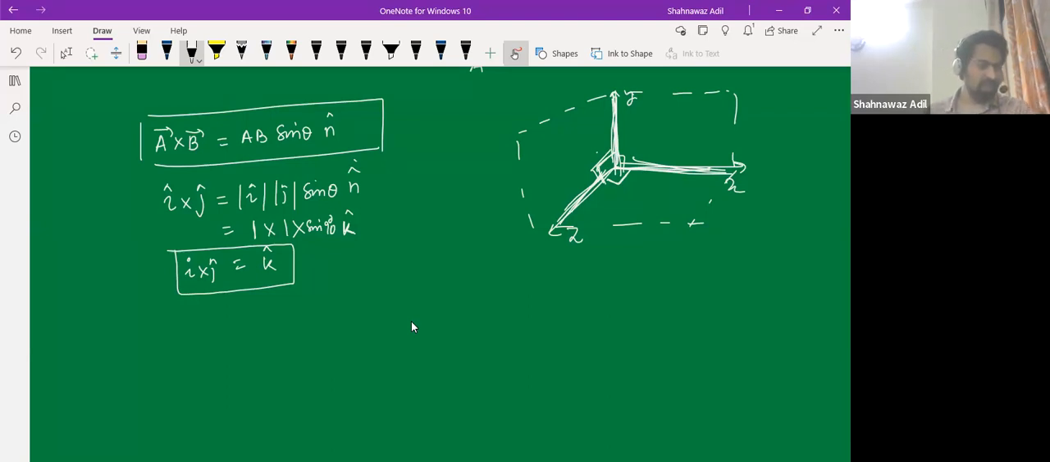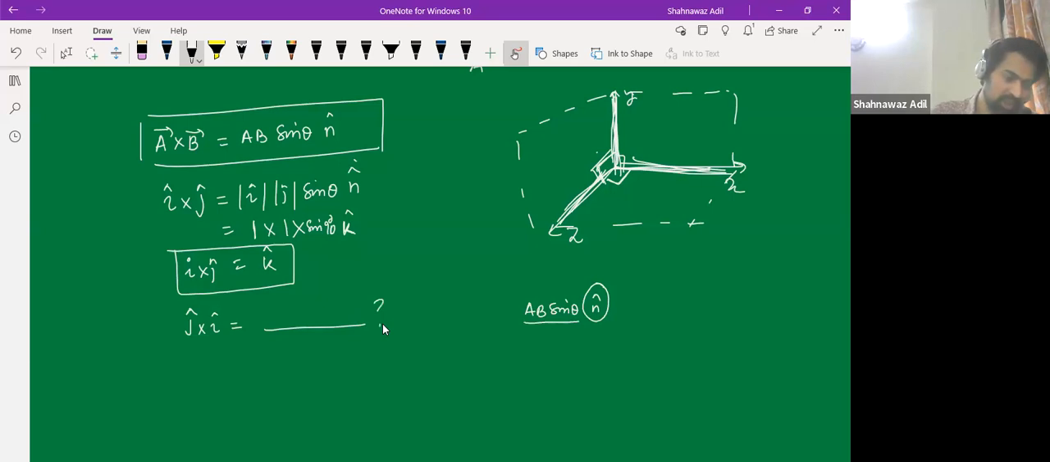Okay, so similarly, you tell me what would be J cross I? How much would that be? Think about this. Take your time and tell me how much would be J cross I. You know that A cross B is AB sine theta n hat. You get the direction, you get this AB sine theta, and tell me how much. Please think about this and tell me in 2 minutes.